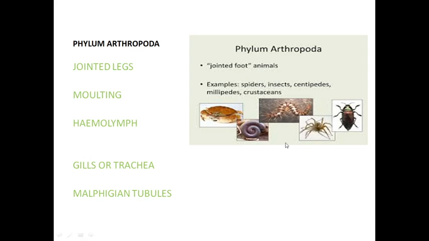These are some of the examples of the phylum Arthropoda. And what is a centipede? Centipede means 100 legs, but most species have only 30 pairs, only 60 legs. Millipede means 1000 legs, but most millipedes have only about 100. So 100 legs are present, and it is called a centipede.